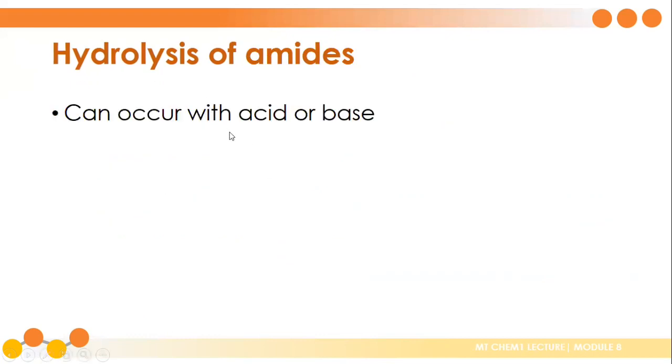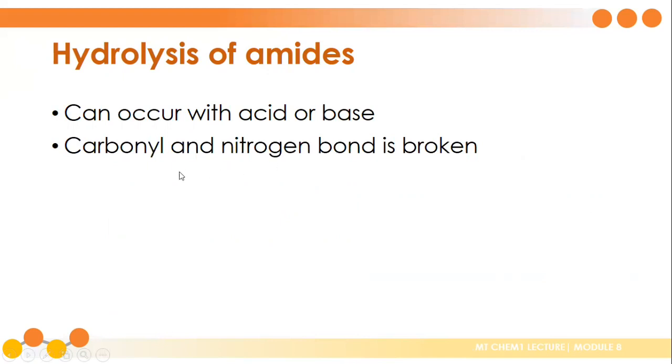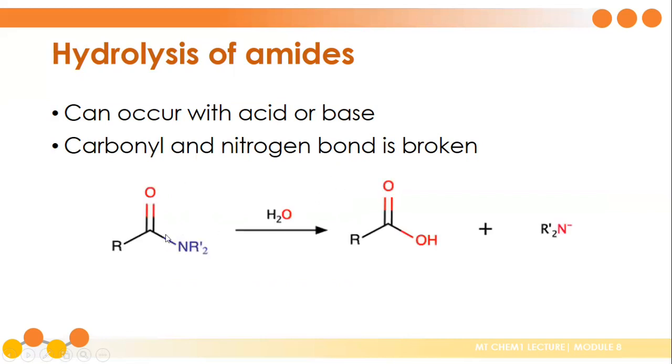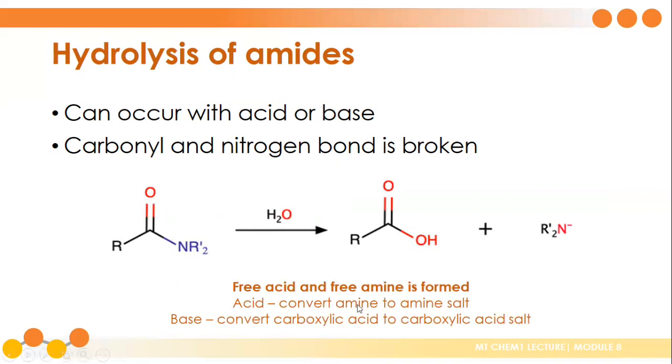Hydrolysis of amides can occur with a base or with an acid. What happens in the hydrolysis of amides is that the carbonyl and nitrogen bond is broken. As you can see here, the nitrogen bond is broken and is replaced with a hydroxyl. The hydrolysis of amides results in the formation of a free acid and a free amine. The result of hydrolysis depends on which catalyst you use. If you use an acid, it will convert the amine to an amine salt, and if you use a base, it will convert the carboxylic acid to a carboxylic acid salt. So it all depends on your catalyst.